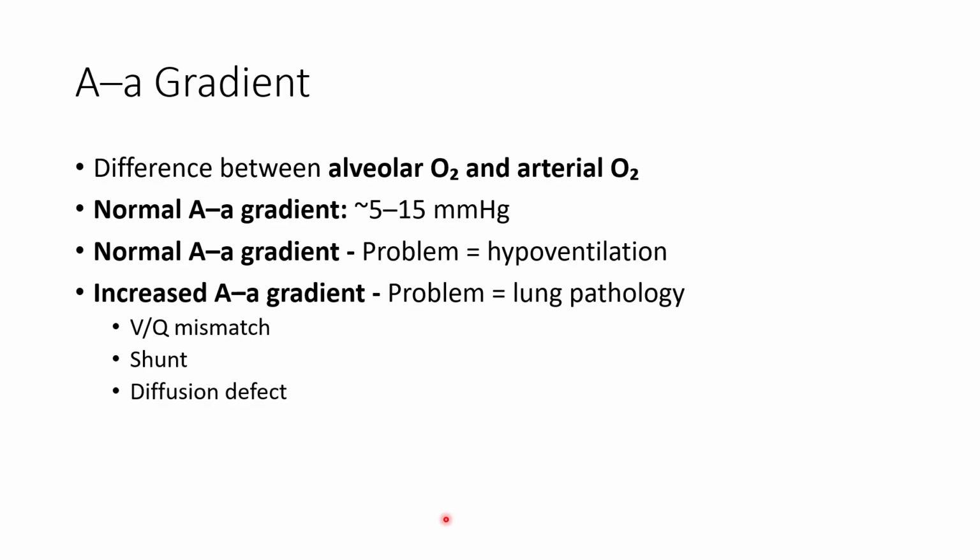Now, when you see the PaO2, you have to calculate the AA gradient. AA gradient is the difference between alveolar O2 and arterial O2. The normal AA gradient is 5 to 15 millimeters of mercury. If the AA gradient is normal, that means the issue the patient is having is hypoventilation. That is, there is no issue with the lungs, but the patient is hypoventilating. However, if there is a gap between the alveolar O2 and the blood gas O2, which is more than 15, that indicates a lung pathology like a VQ mismatch, a shunt, or a diffusion defect.